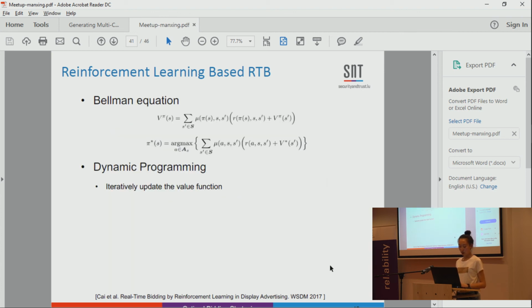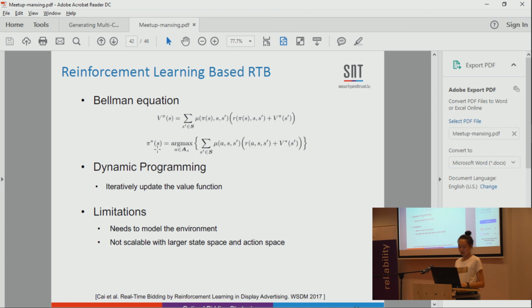We can use the very classic Bellman equation to solve this problem, and use dynamic programming to iteratively update the value function, and then derive the action which maximizes the value function as the best policy to take. But the limitation here is that, first, we need to model the environment. We need to guess, to model the winning probability. And also it's not very scalable with larger state spaces and also with maybe continuous action spaces.